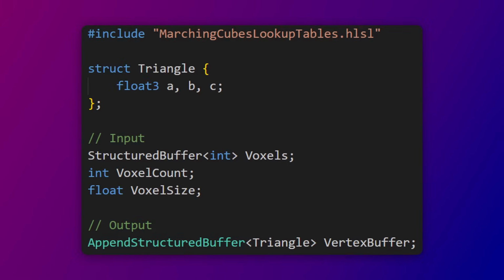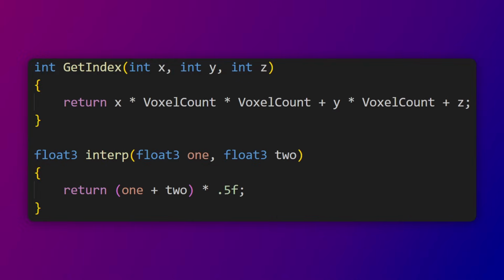I'm including an HLSL version of the lookup tables we used earlier. I also have the triangle struct. We get the voxels, the voxel count, and the voxel size from the C# code, and use the vertex buffer as output. I also have this getIndex function and an interp function. GetIndex calculates the index of the voxel we're working with, while interp gets a position between two float three points.